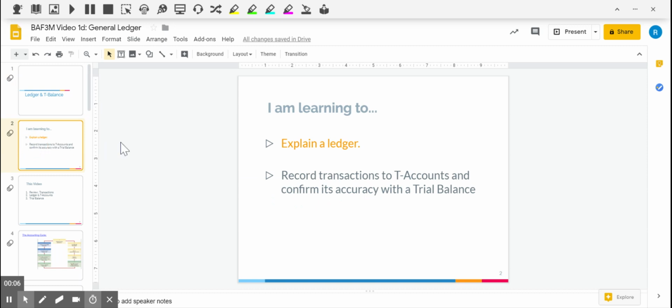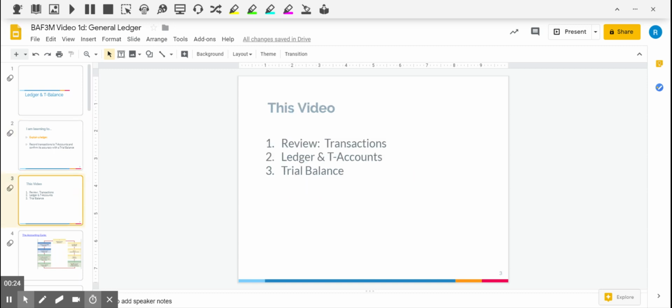This is going to be video 1D on the general ledger, and I'm going to introduce the trial balance here as well. The goals for this video: learning how to explain what a ledger is, why we use it, how double entry bookkeeping works, and recording transactions to T accounts and confirming their accuracy with the trial balance. Most of this video is just going to be walking through an example and seeing how it works, and we'll move from there in class.